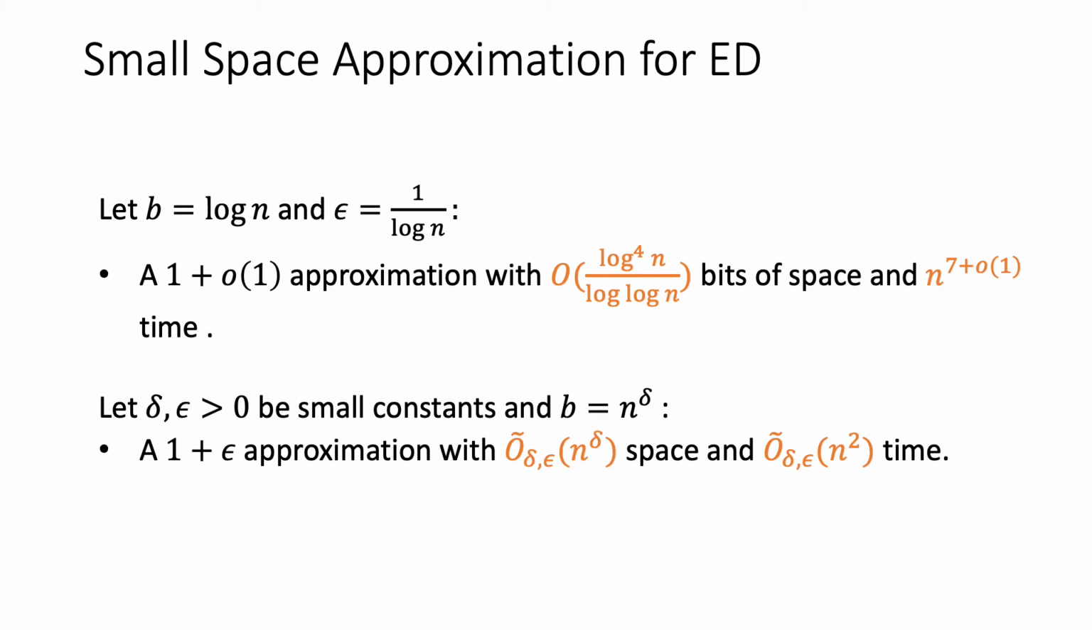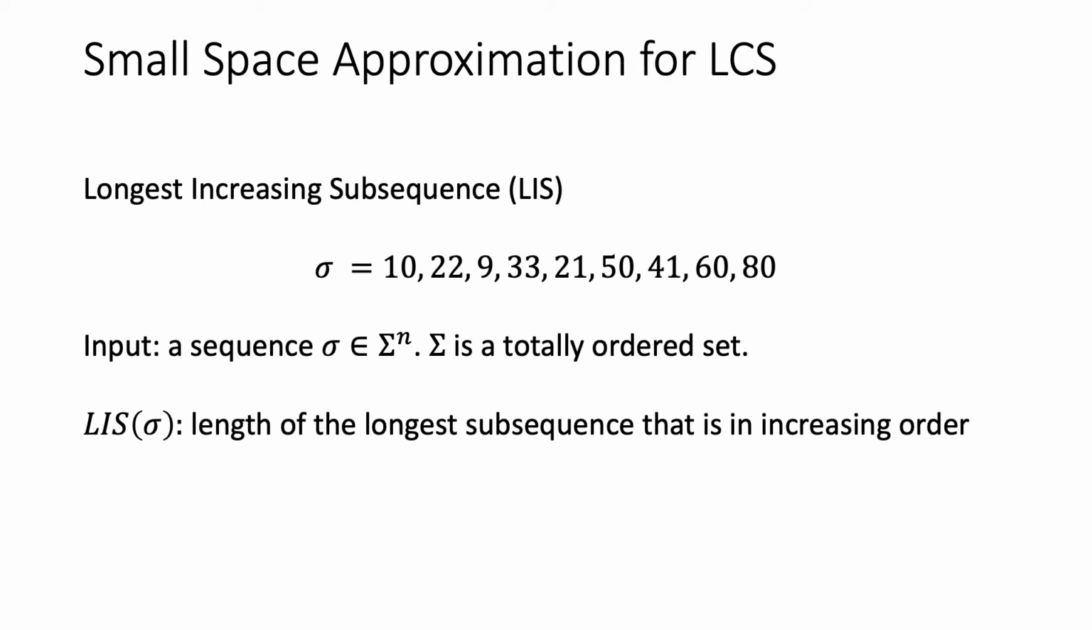If we pick delta and epsilon to be small constants and let b equal n to the delta, then we get an algorithm that outputs a 1 plus epsilon approximation with roughly n to the delta space and roughly quadratic time. We now turn to our small space algorithm for LCS.